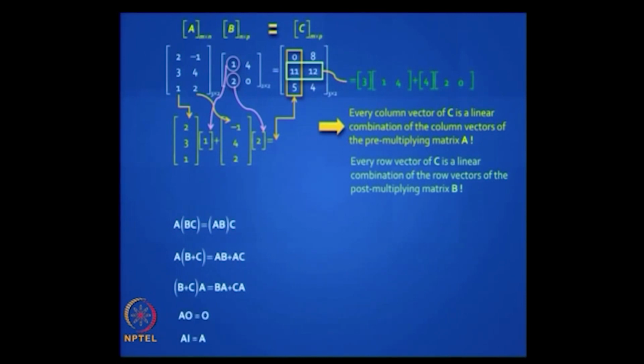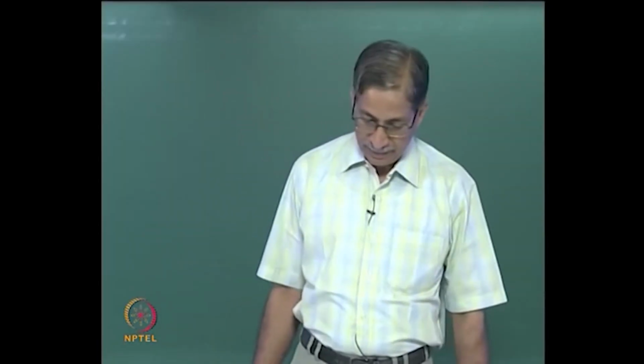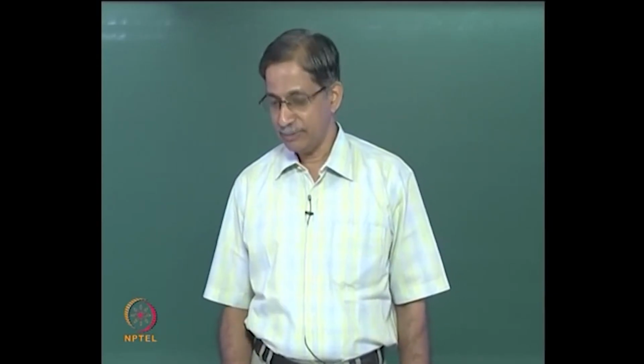Associative and distributive, and then if you multiply with a null vector, anything multiplied with 0 is 0, and identity only replicates. The commutative property is not there, you are familiar with it. AB is not equal to BA, you may not even be able to do the multiplication sometimes. Okay. Transpose, you are familiar with that.